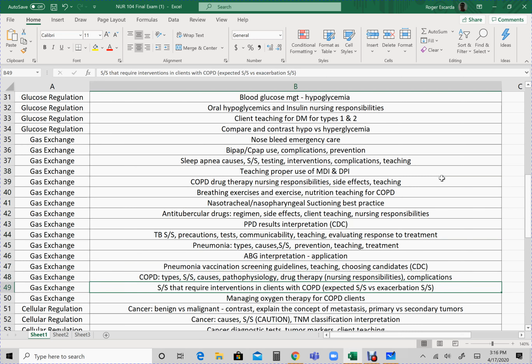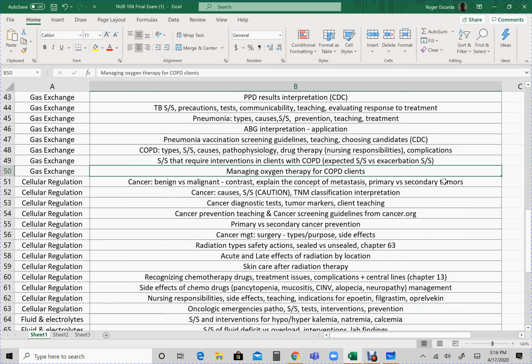Expected versus unexpected, or signs and symptoms of exacerbation in COPD. Make sure you're able to distinguish between the two. Oxygen therapy for COPD patients. So this is where we had a debate whether or not to give oxygen and how we give oxygen to patients with COPD.